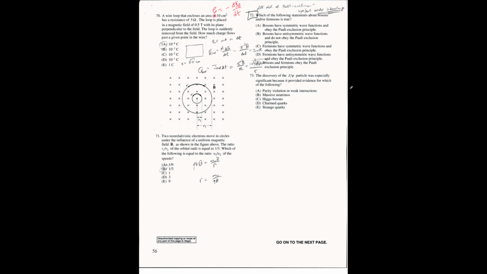73. The discovery of the J/psi particle. This is a particle physics history question. The J/psi is a c c-bar meson, and this was the first experimental proof that this fourth quark existed, the charm quark. And it completed that second family of particles.